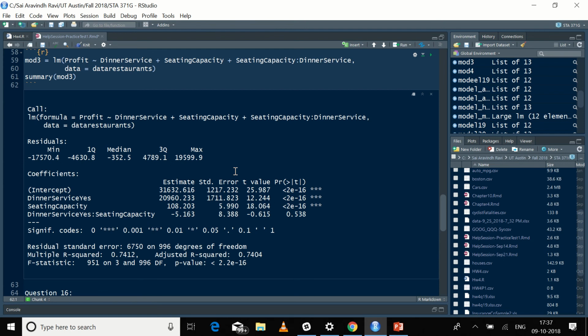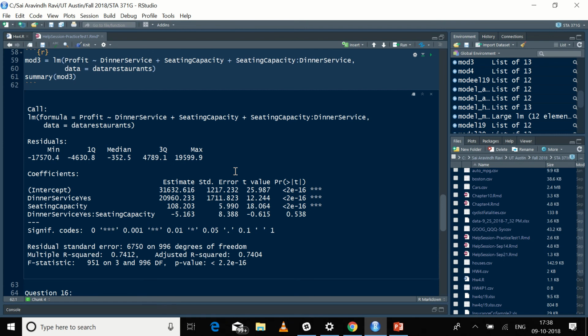And then the dinner service times seating capacity, that variable, how do you interpret that variable? So this tells me that for all restaurants that have dinner service, the expected profit goes down by $5.163 per seat. Agree? Because you're multiplying that by the number of seats that are there in your restaurant, given that there is dinner service. All right. So the yes is always assigned to 1.